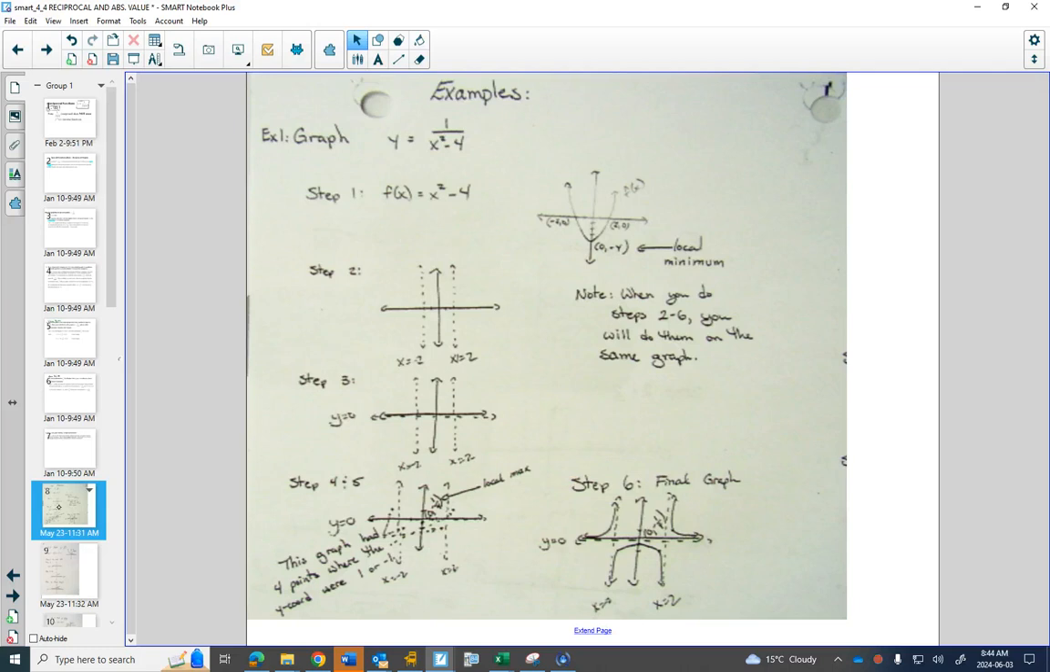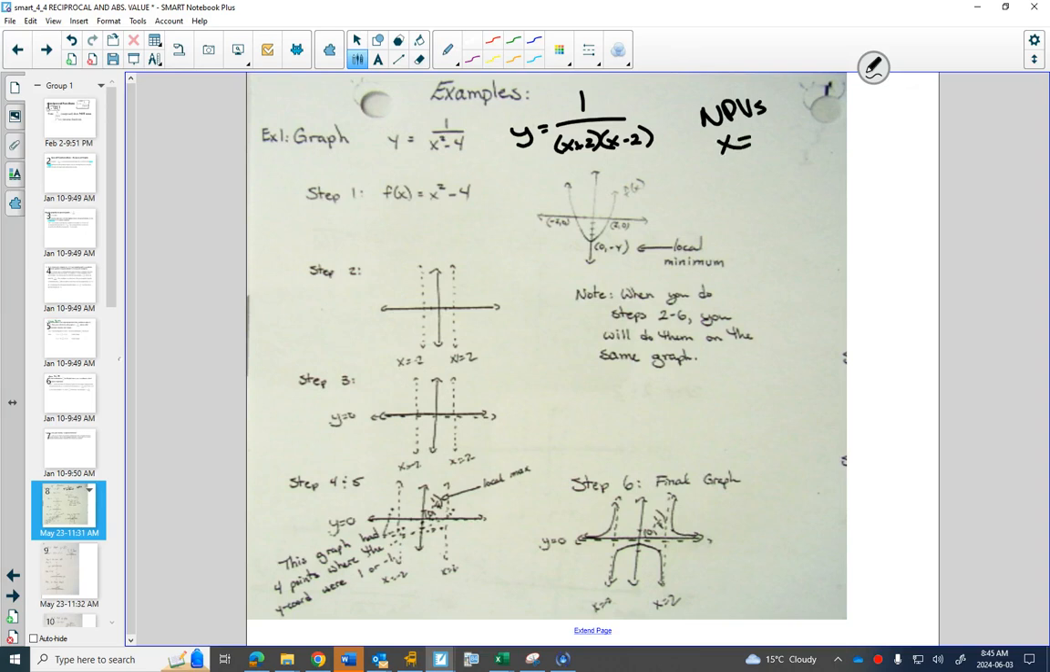Some of these you could do with your rational functions unit, chapter 2. So for example, number 1, you could do using chapter 2. You would factor the bottom to be x plus 2, x minus 2. And you would tell already that you have non-permissible values, that x can't equal 2, and x can't equal negative 2. And from chapter 2, you would say they didn't cancel out, they're not going to be holes, so we would know that there's going to be vertical asymptotes.